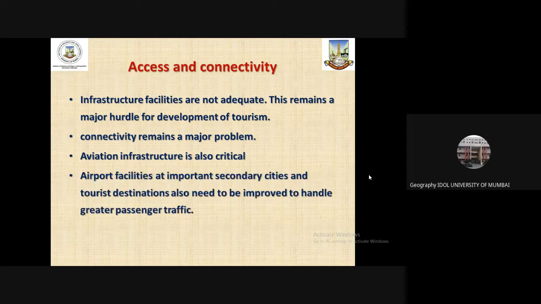Aviation infrastructure is also in a critical stage. Fortunately, inter-district aviation transport is now being developed, and we hope that the situation will change over a period of time. Airport facilities are not well developed in secondary cities and tourist destinations, which is a major problem.